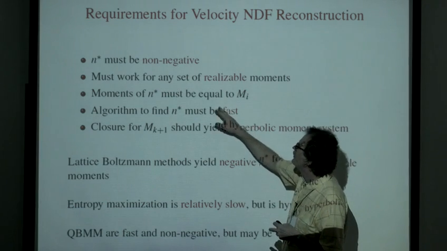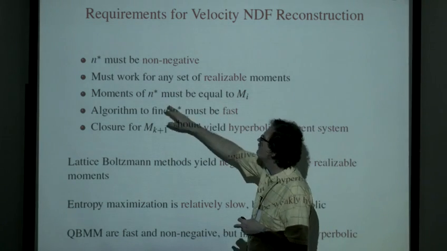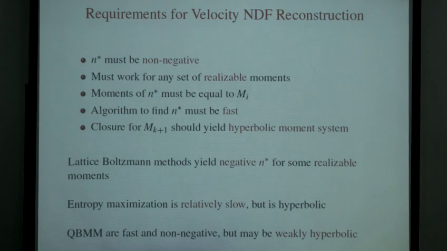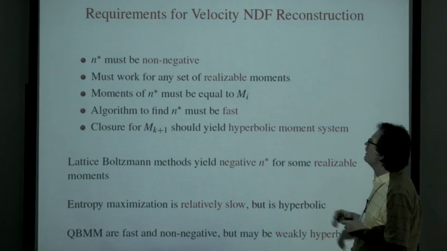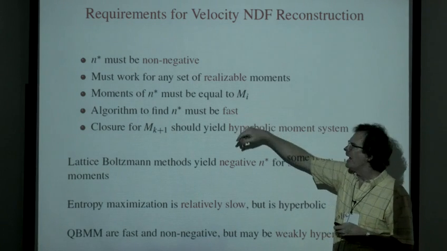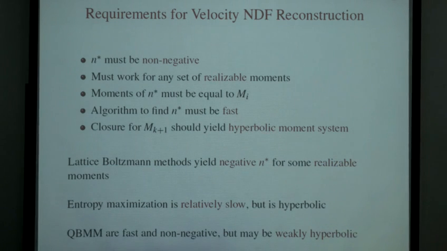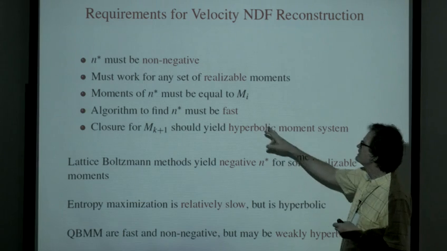The nature of reconstruction is that n star has to have the same moments as you put in, so you can't modify the moments. You give it moments, and the distribution has to reproduce them. There are many that can do that. You also want it to be fast. Why? We're going to do two or three inversions, typically, in every computational step at every grid cell, so you have to be able to do that quickly.